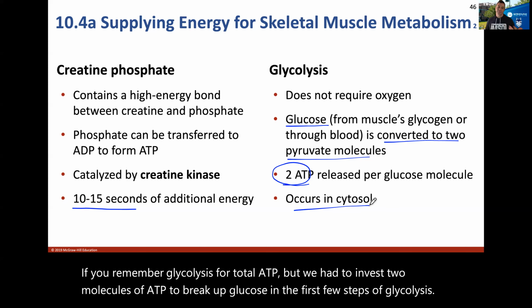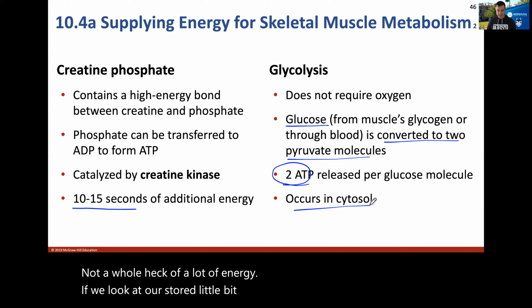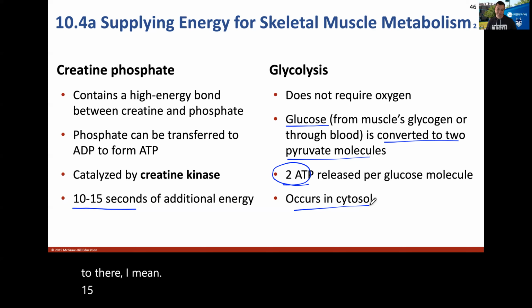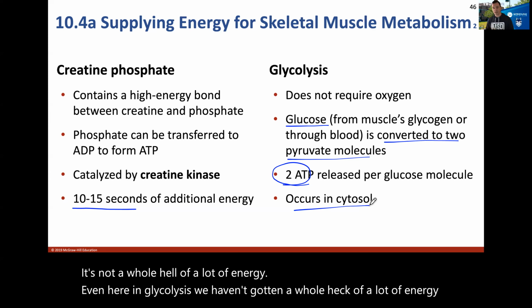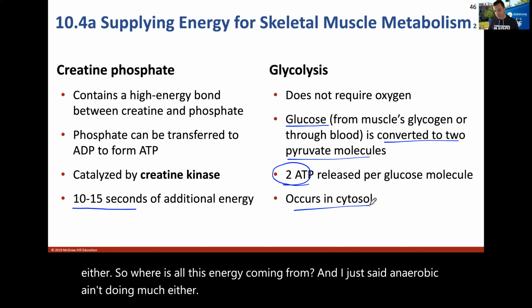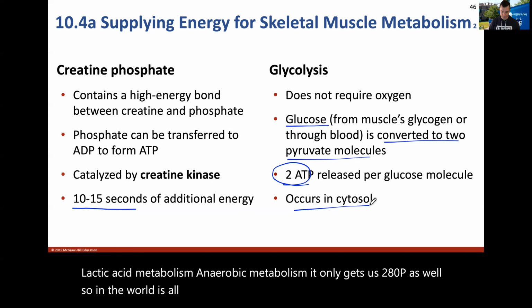So again, not a whole heck of a lot of energy. If we look at our stored energy, a handful of seconds, then dovetail that to there, 15, 20 seconds, it's not a whole lot of energy. Even here in glycolysis, we haven't gotten a whole lot of energy either. So where is all this energy coming from? And I just said anaerobic ain't doing much either. Lactic acid metabolism, anaerobic metabolism, it only gets us 2 ATP as well. So where in the world is all this energy coming from?